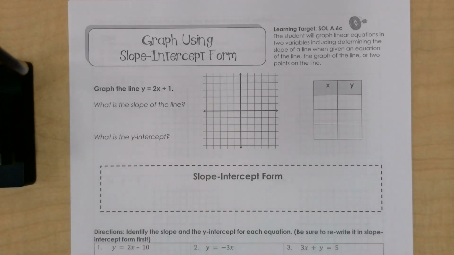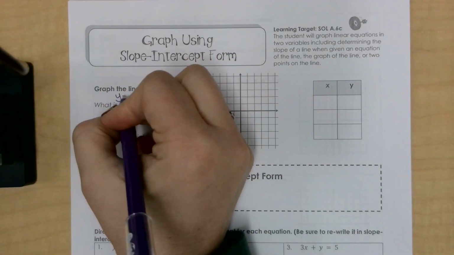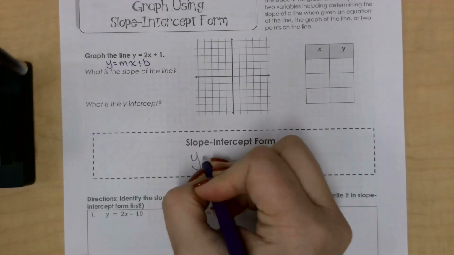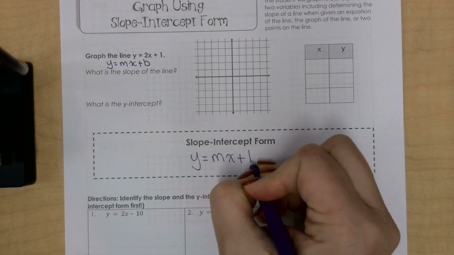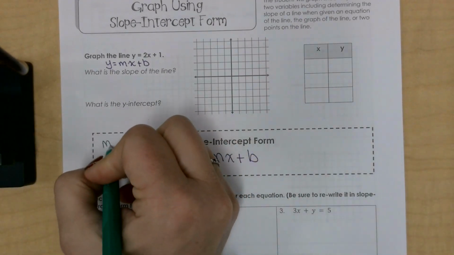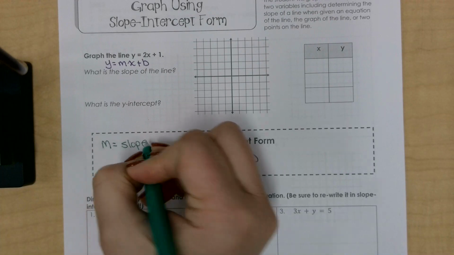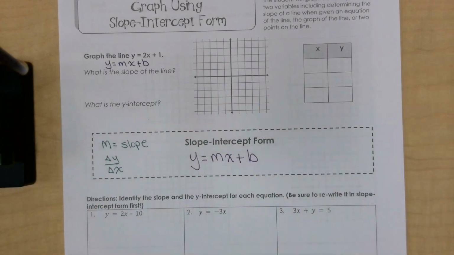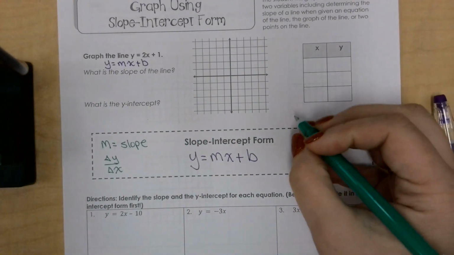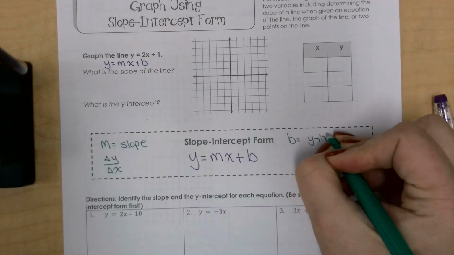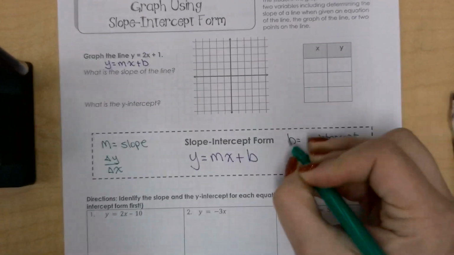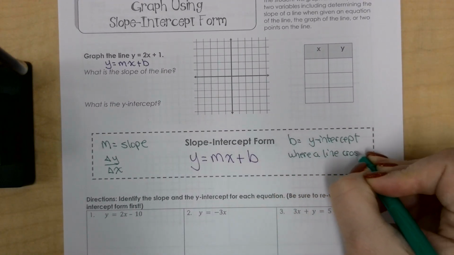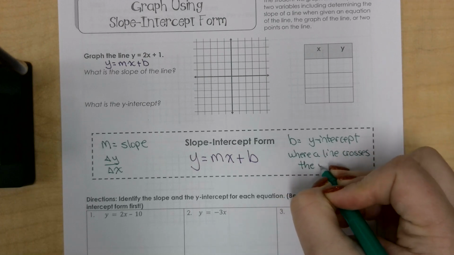I can graph this line by thinking about the following. Y equals mx plus b. I'm going to just write that down here. Y equals mx plus b. M equals the slope of the line, which is, of course, the change in y over the change in x. B equals the y-intercept, and that is where a line crosses the y-axis.